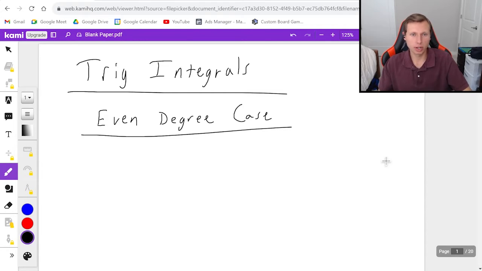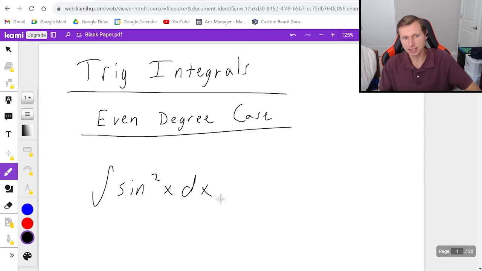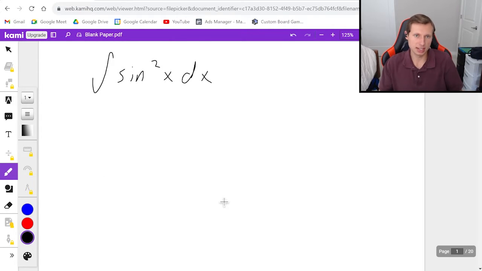In today's video, we're going to be looking at trig integrals, specifically when both degrees are even for a sine or cosine function. An example would look like this. If I have the integral of just sine squared x dx. This problem is not as easy as you think it is, but here is what we're going to do.